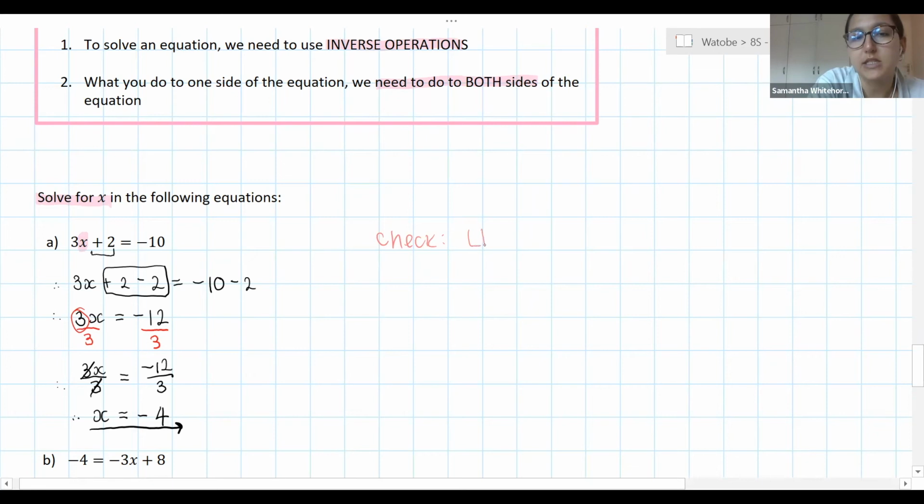Your check is to make sure that the left-hand side is equal to the right-hand side, because if the left is equal to the right, it means that the equation is true. 5 is equal to 5, or negative a half is equal to negative a half. That's a true statement. And to do your check, we take our original equation and we substitute in the value for x that we got. So I'm now going to put x equals negative 4 and substitute it in.